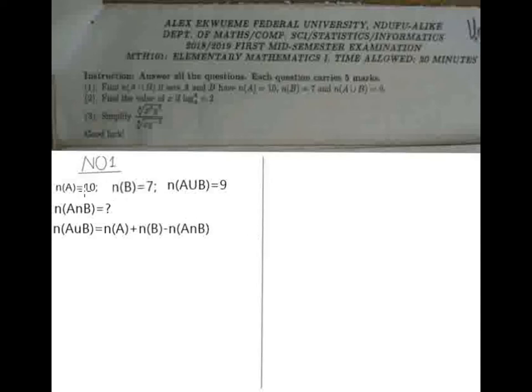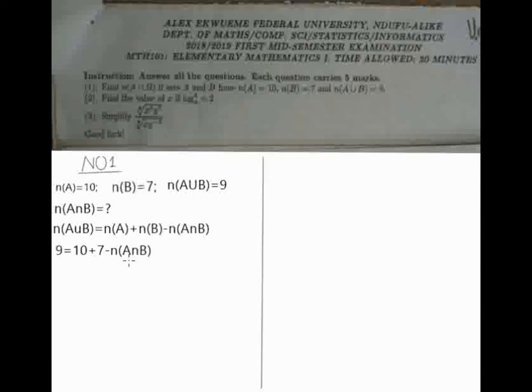Already we know the value of A to be 10, the value of B to be 7, and A union B is 9. We're going to substitute all these values into their respective positions. A union B is 9. We're going to have 9 here. Our A is 10. Therefore, our 10 will be here. And our B is 7 minus our unknown.